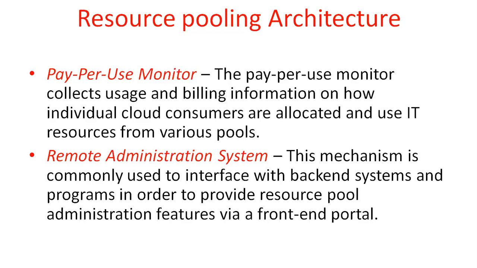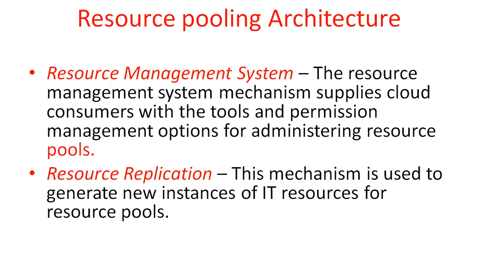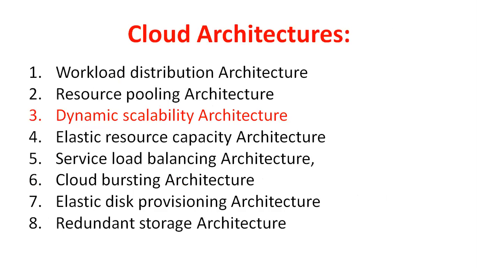The remote administration system. What is the mechanism here? This mechanism is used to interface with the back-end system as well as the programs in order to provide resource pool administration to users by using a front-end portal. That is the remote administration system. And then the resource management system. What is a resource management system? This mechanism supplies the cloud consumers with the tools and permission management options for administering resource pools. The resource replication. Here, the resource replication is used to generate new instances of the IT resource for the resource pools. And then these are all some of the information about the resource pooling architecture. Okay. Thank you.